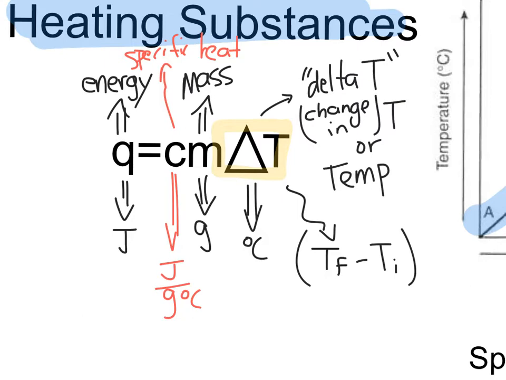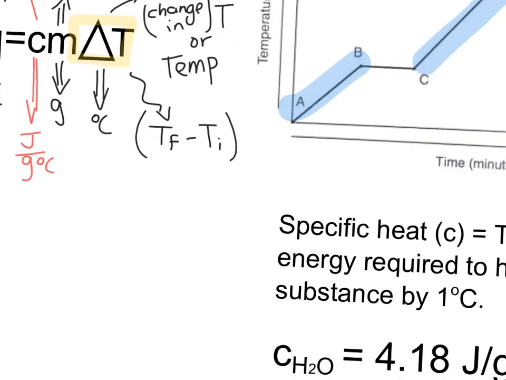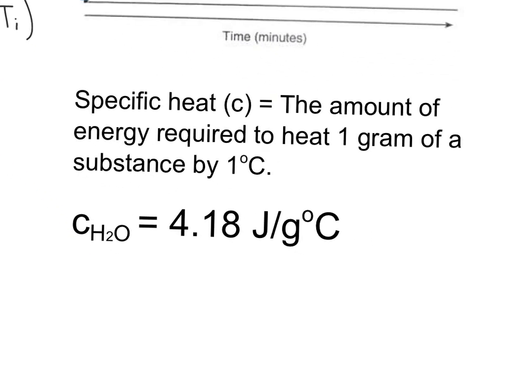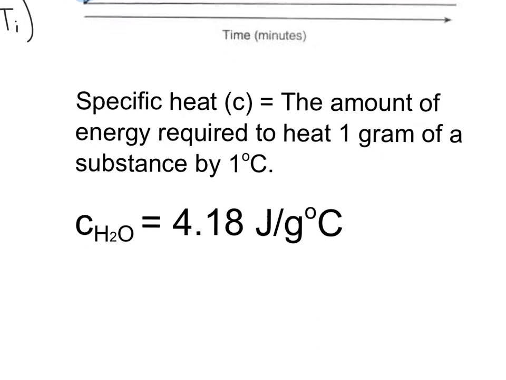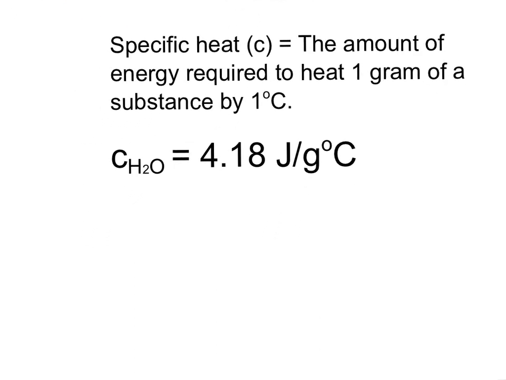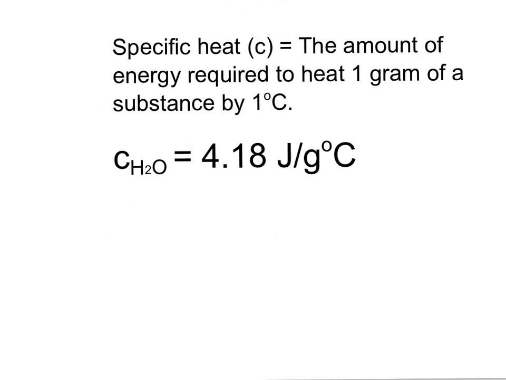So you can think of the specific heat as a way of making the units in this equation work out nicely together. The specific heat is the amount of energy required to heat 1 gram of a substance by a degree Celsius. That is how it's defined. So not only is it a useful number to have in an equation, but it has a very important definition. Again, that's the amount of energy required to heat 1 gram of a substance by a degree.